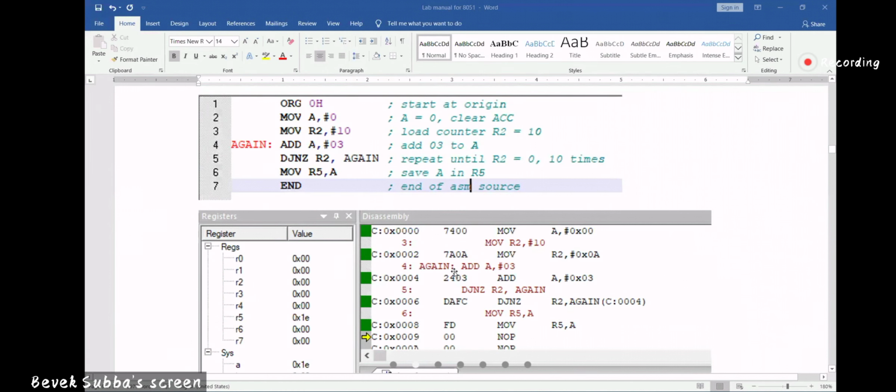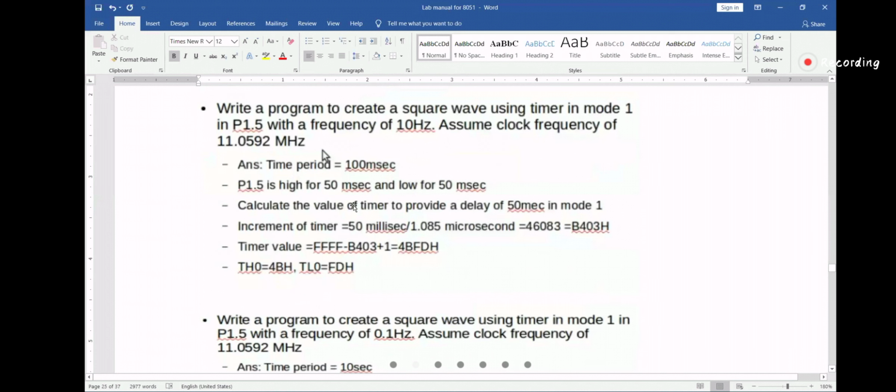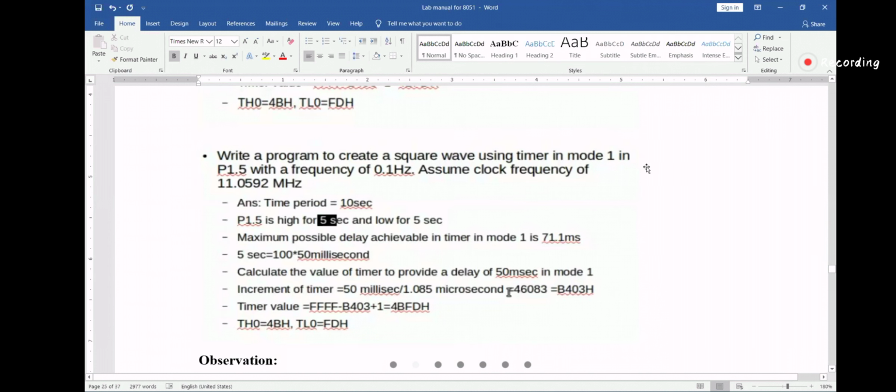Coming back to that calculation, yeah, this one. This calculation is a little different. Write a program to create a square wave using the same thing. Just the frequency is different now. What is the frequency? 0.1 hertz. If the frequency is 0.1 hertz, the time period will be 10 seconds. I divide 1 by 0.1 hertz, then divide that into 10 seconds. What is the maximum time for mode 1? Maximum delay of each phase of the cycle. What is the time?